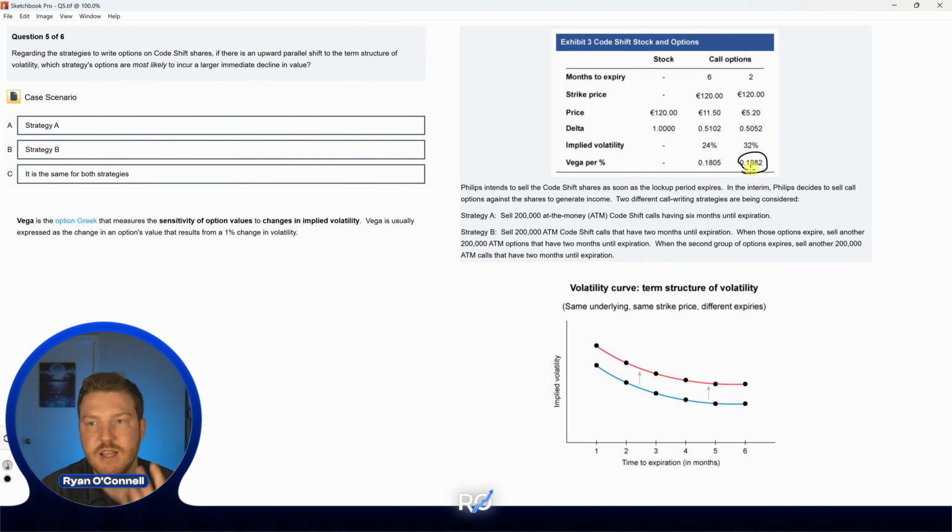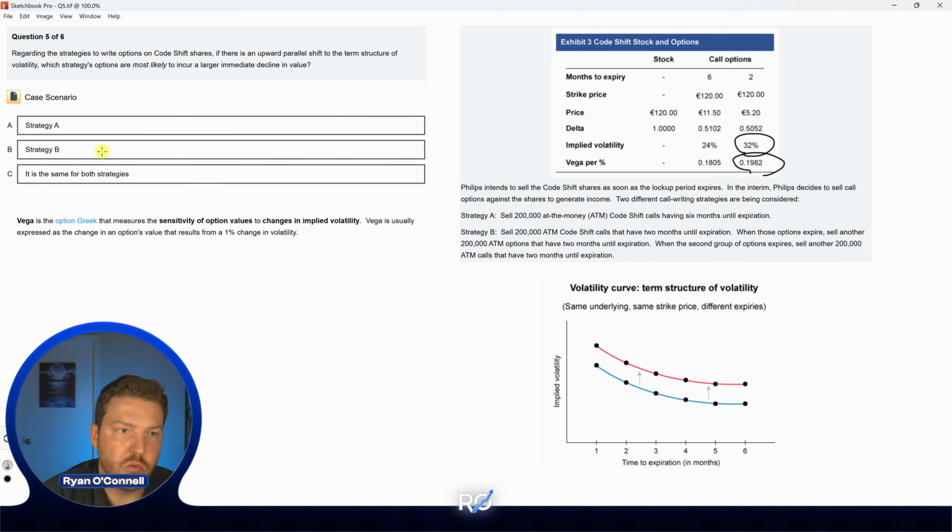If we're selling, we actually lose when the implied volatility rises, right? Because we're short on these options. So this higher Vega is going to be bad for us. So we're going to say that the one with the higher Vega and higher implied volatility, unfortunately, is going to be the one that is more penalized, I would say.